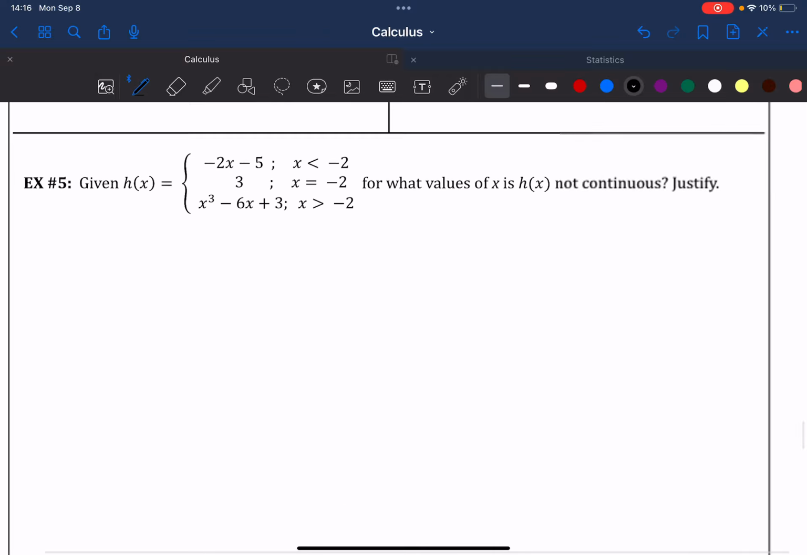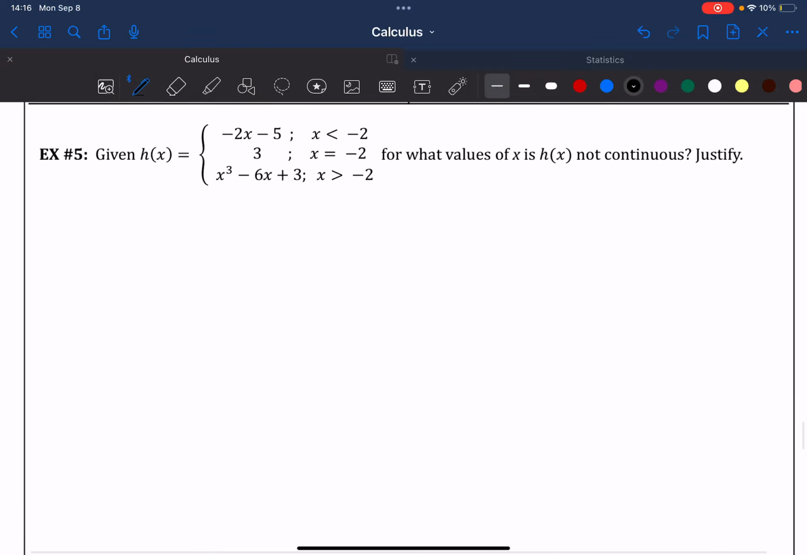Now looking at this function here, notice that we're no longer finding values. We're not finding a k or an a or a b. We are just going to find the values of x in which h of x is not continuous, and then we're going to justify. So when you see this type of problem, I want you to think of an FRQ. So that means there's lots of pieces that we need to incorporate into this problem.